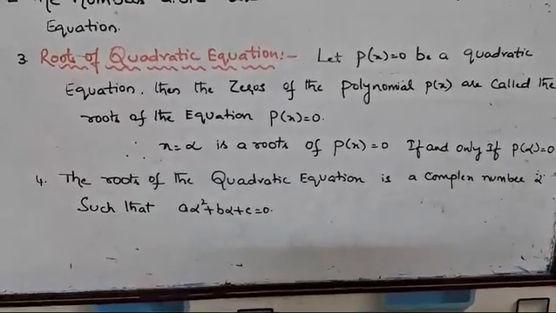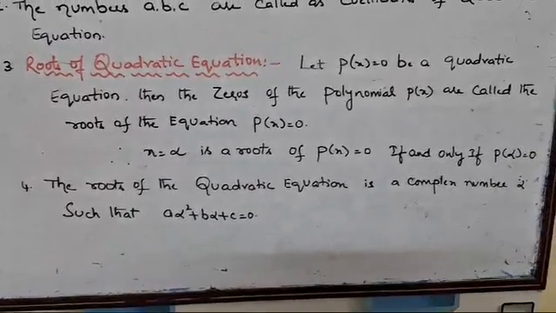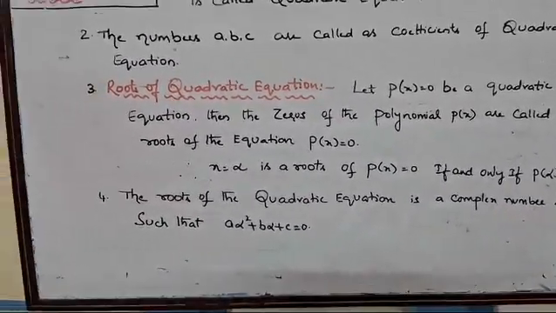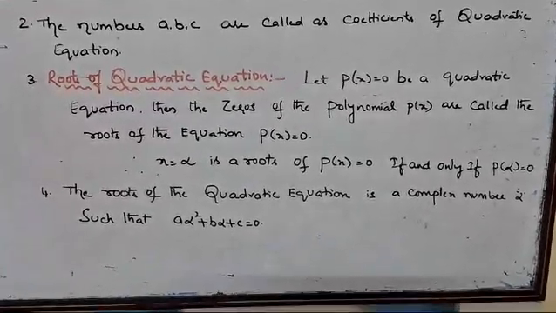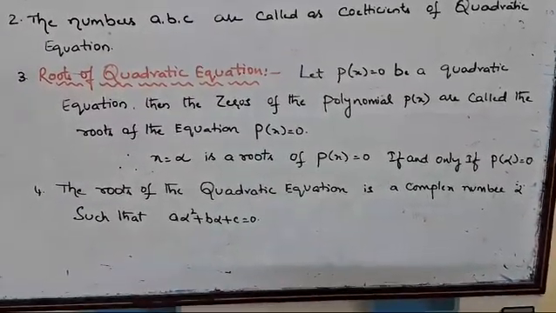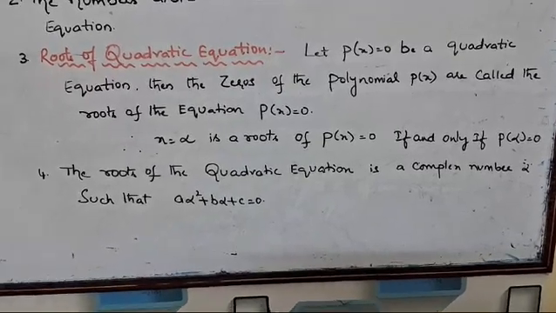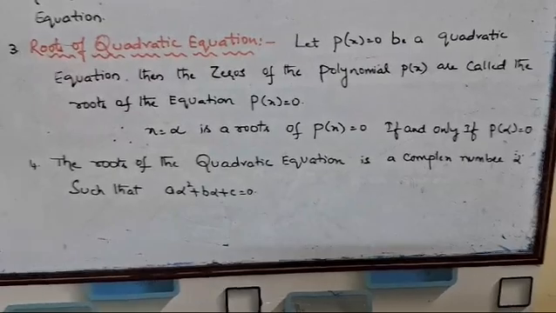So whatever we got by splitting the terms into two factors, right? Because in a quadratic equation the highest power is 2, so we can split it into two factors. So whatever x value we got, if you substitute that value in the given quadratic equation, we get 0. That is called the zero of the polynomial, or we can say it's a root of the quadratic equation.